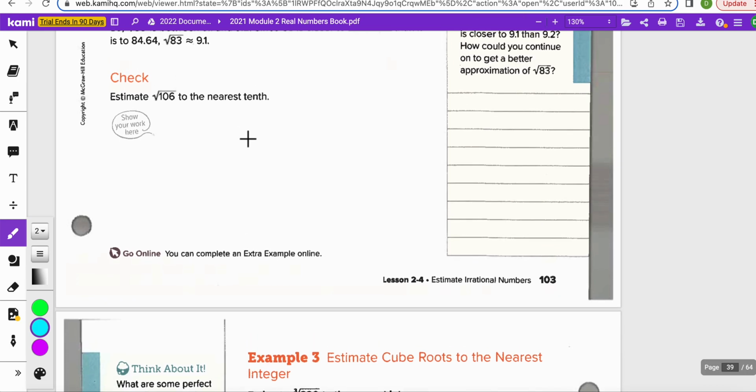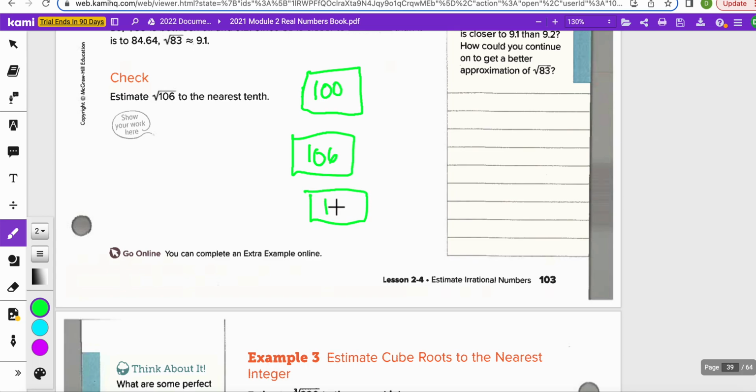Okay, take a look at the check. Square root of 106. So again, I know I have a square with an area of 106. What's a smaller perfect square? That would be 100. What's the bigger square? Well, that would be 121. So this is a side length of 10, and this is a side length of 11. So does 106 appear closer to 100 or closer to 121? Well, I would say it's much closer to 100 because here it's only 6 spots away. Here it's 15 spots away. So I would take a guess, something like maybe 10.2 or 10.3 would be my decimal value guess.